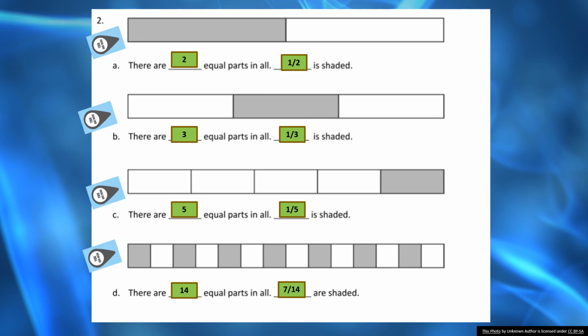7/14 are shaded. Now, if you need to go ahead and pause your video to make sure that you have everything written down, go ahead and do so now.